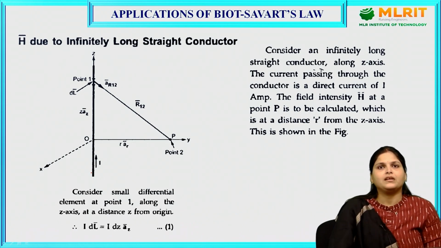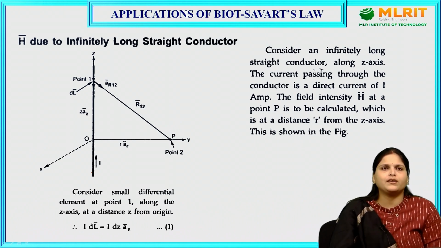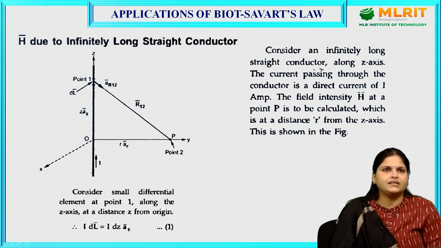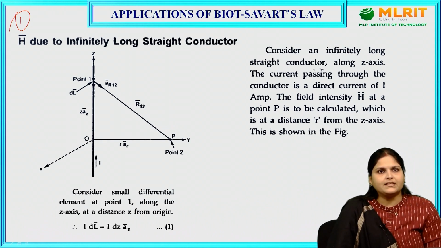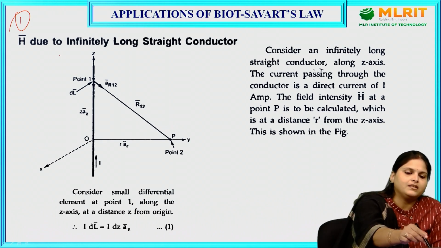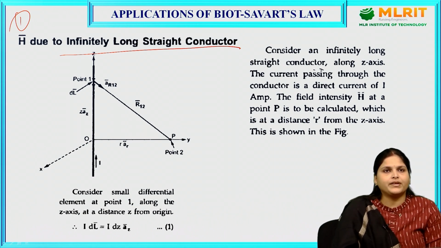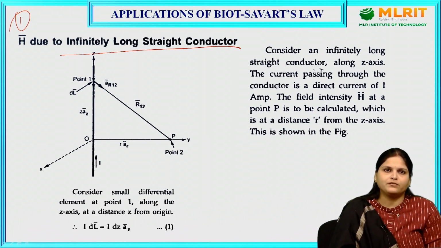Hope it is clear. Now, we will discuss the applications of BIOT-SAVART'S law. Applications means that by using this formula of magnetic field intensity, for different arrangements we can find the magnetic field intensity. The first case we are going to consider is magnetic field intensity due to an infinite long straight conductor. As its name says, it is a straight conductor which is infinite in length, meaning its limits can be considered as minus infinity to plus infinity.